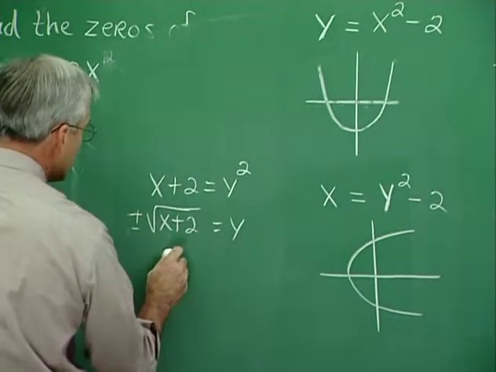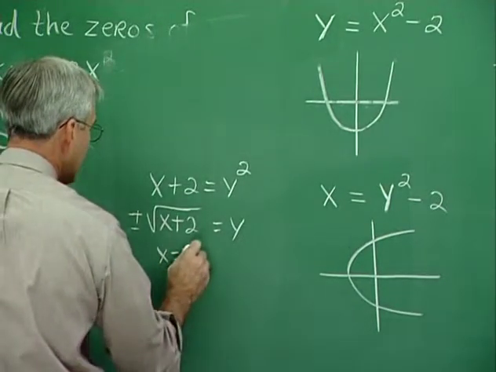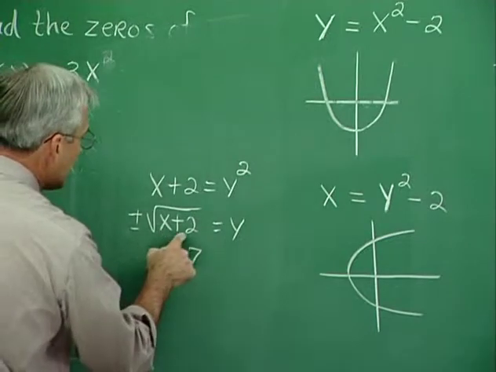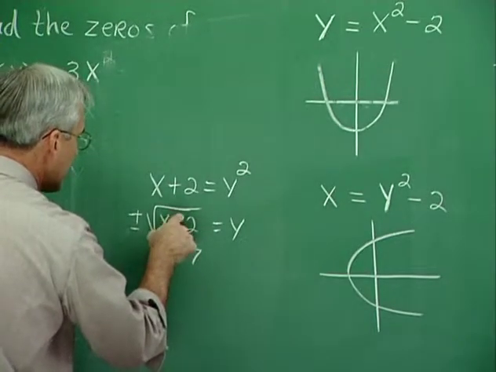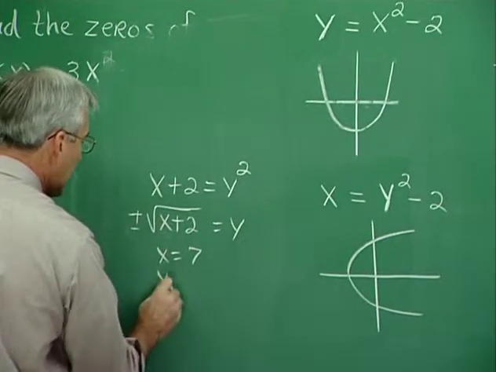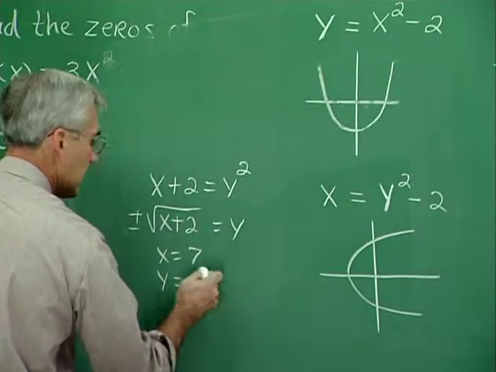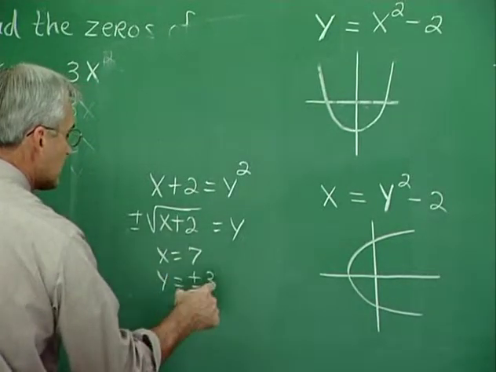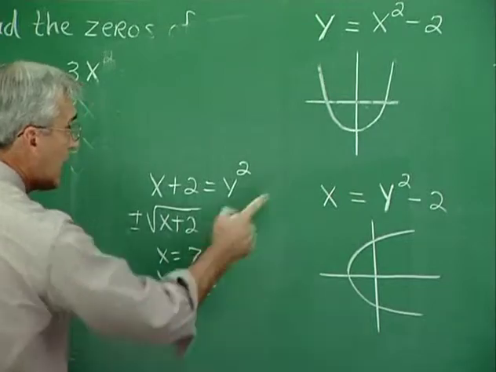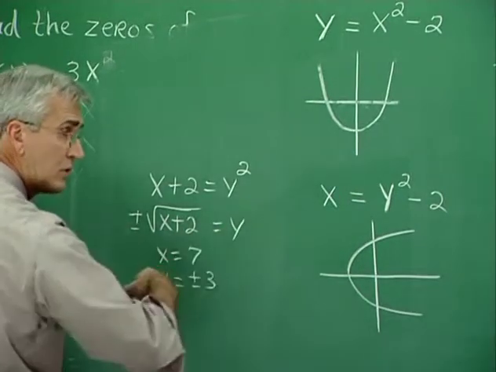So when x is, let's say 7, for an x of 7, we would have 7 plus 2, 9, the square root of 9, 3, plus or minus 3. So y is plus or minus 3. And that means one value of x is giving rise to two values of y, not a function relationship here.